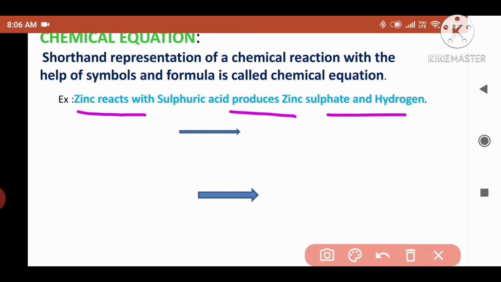Now, what is a chemical equation? The shorthand representation of a chemical reaction with the help of symbols and formulae is called a chemical equation.